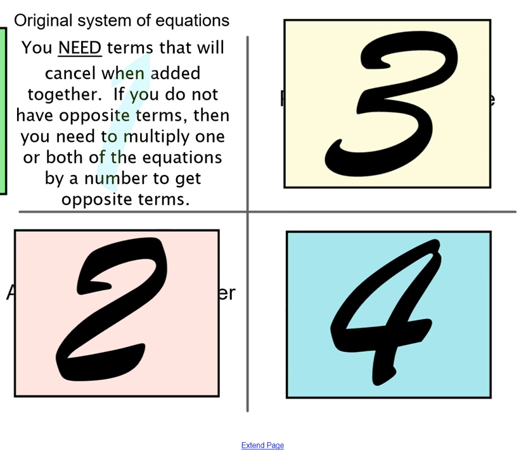In order to use elimination with multiplication, you need terms that will cancel when added together. If you do not have opposite terms, then you need to multiply one or both of the equations by a number to get opposite terms.